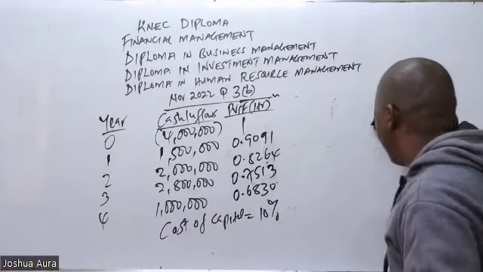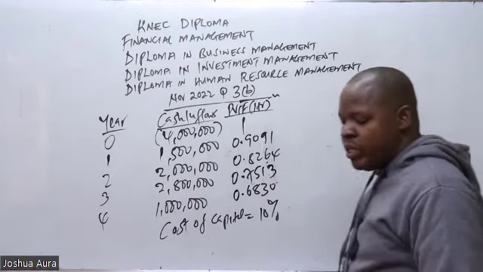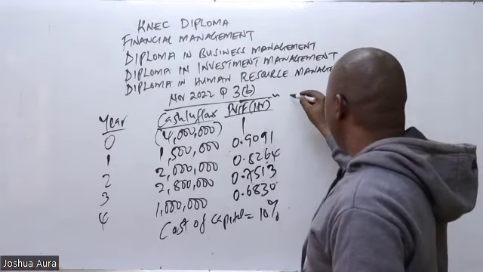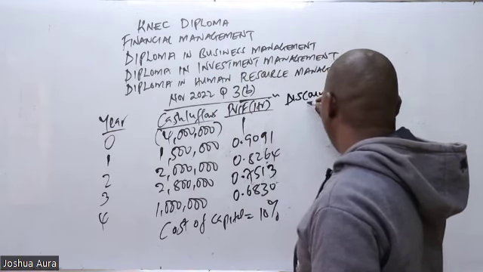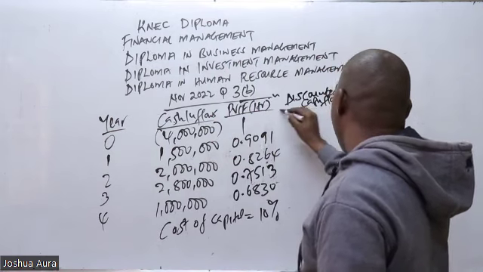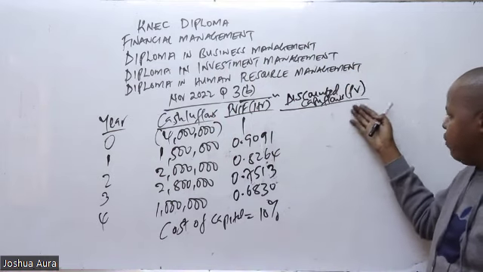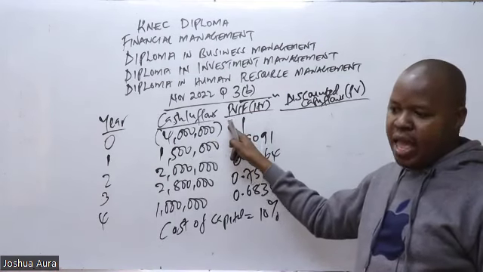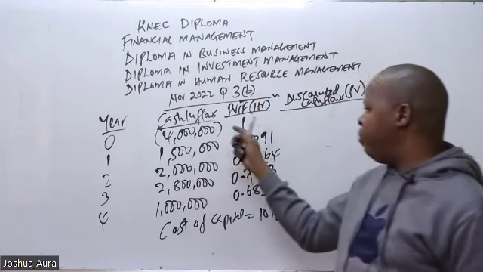So what is the next step? The next step is to get our discounted cash flows, which in other words is called present value. We get our discounted cash flows by taking the cash inflow times the discounting factor. So my good people, let us do the multiplication here.